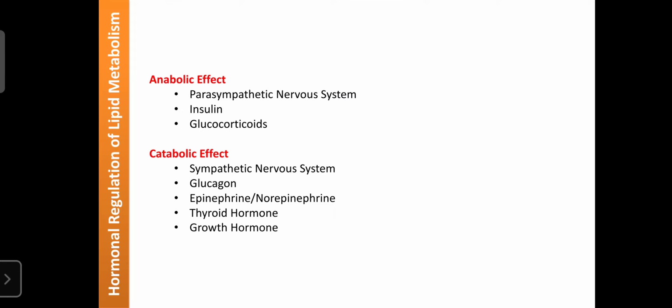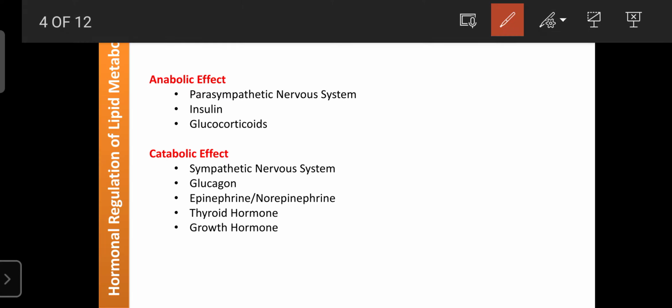So now we can consider certain hormones. They are present in the body, and they are also involved in the regulation of lipid metabolism. What are the hormones involved in the regulation of lipid metabolism? They are mainly categorized into two types: the anabolic hormones, and the second one, catabolic hormones or catabolic components.